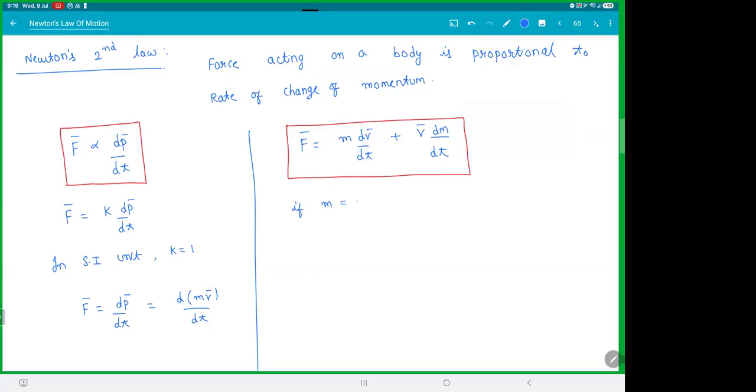If mass of the body is constant, then your term dm by dt becomes 0. Then your equation becomes F is equal to m dv by dt. And we know dv by dt is acceleration. From there, we get F is equal to ma. So this F is equal to ma is a special case where mass is constant. So later on, we have a full subtopic called variable mass system. What happens if the mass of the system is changed? So if someone says F is equal to ma is Newton's second law, that's a big blunder. So yeah, keep that in mind. Clear with this?